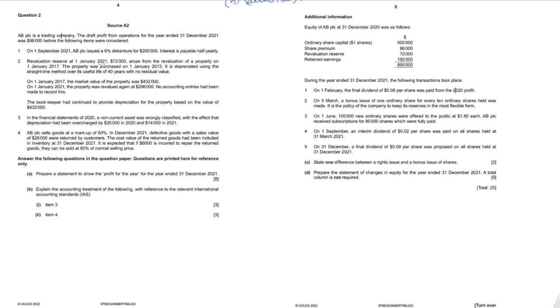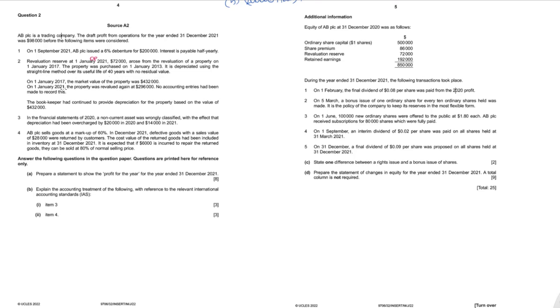Revaluation reserve at 1st Jan 2021, which is at the opening. So this balance of revaluation reserve is at the opening. It arose from the revaluation of a property on 1st Jan 17, which is 4 years back. The property was purchased on 1st Jan 13, which is 8 years back. It is depreciated using straight line over a useful life of 40 years. And on 1st Jan 17, the market value of the property was 432,000. It means on 1st Jan 17, when they created this revaluation reserve of 72,000, they revalued it to this 432,000. So this is the current cost in the books.